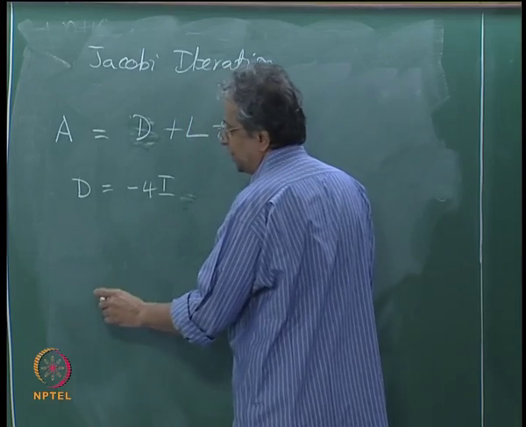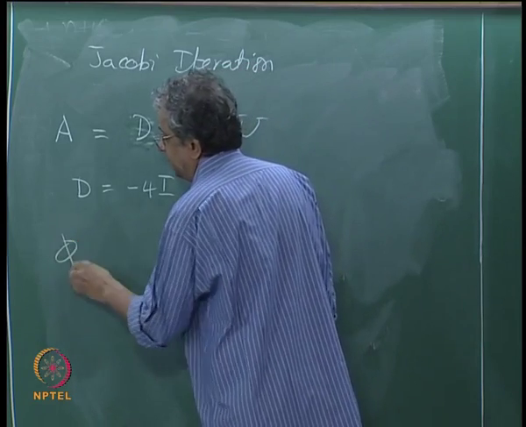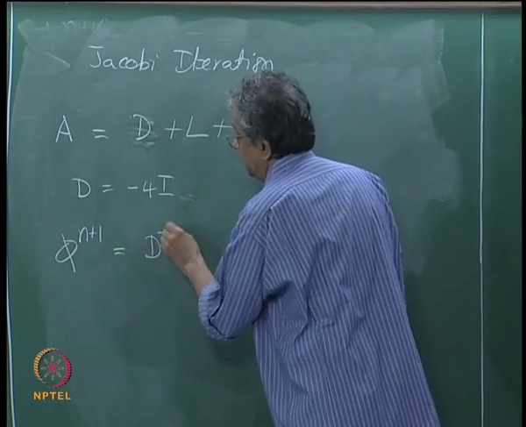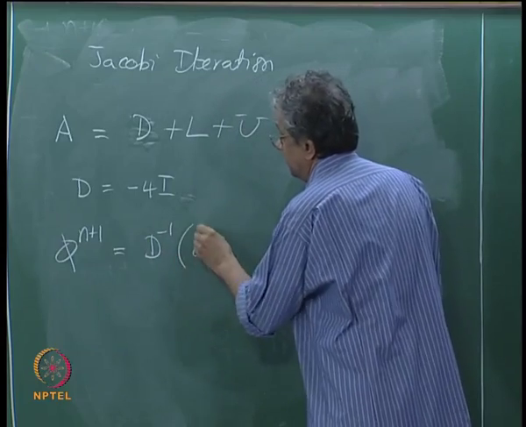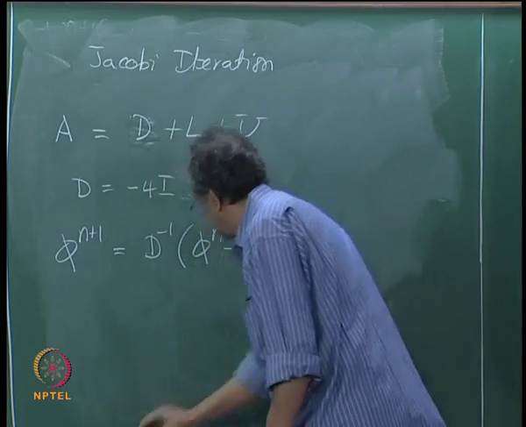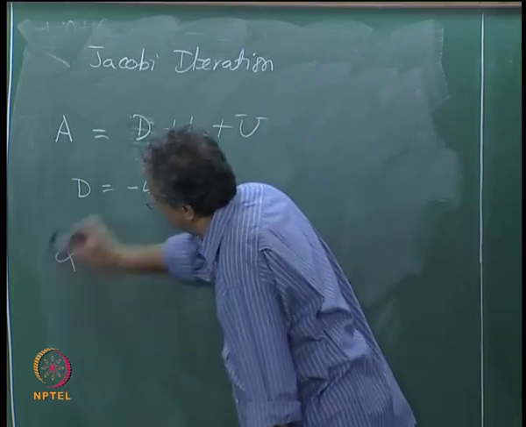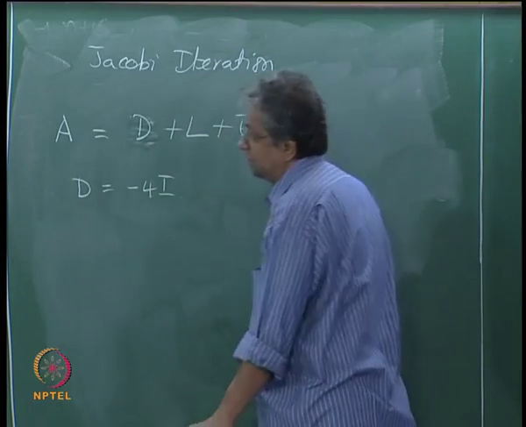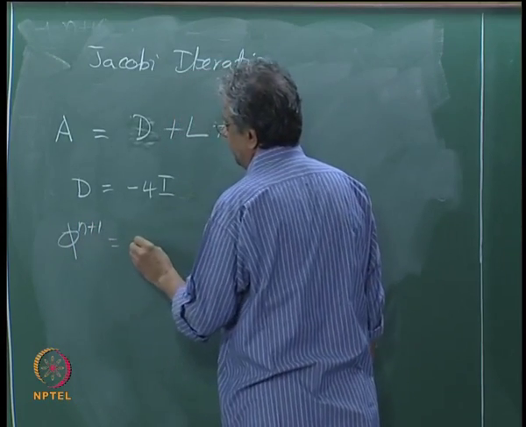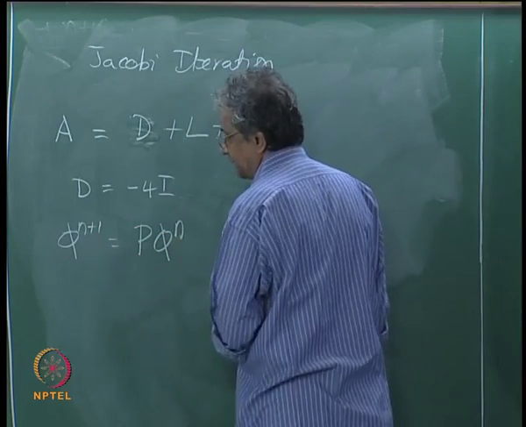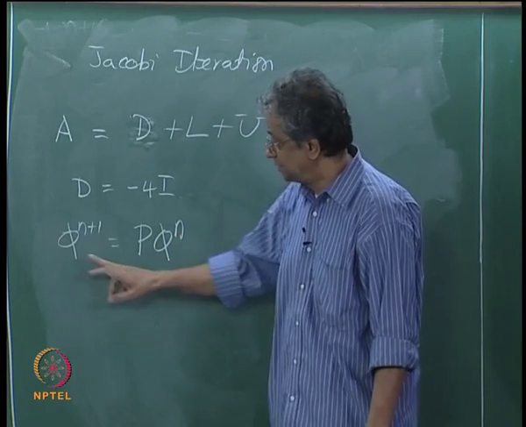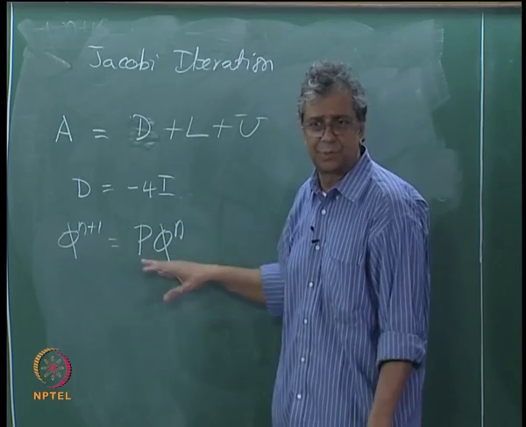So when we do Jacobi iteration, what we are actually doing is we are saying phi n plus 1 equals, you can check this out, D inverse phi n minus, well, maybe we will work this out next time. Just to give you an idea as to where we are going, we are trying to find out what is this p, so that we can say something about how this equation converges.